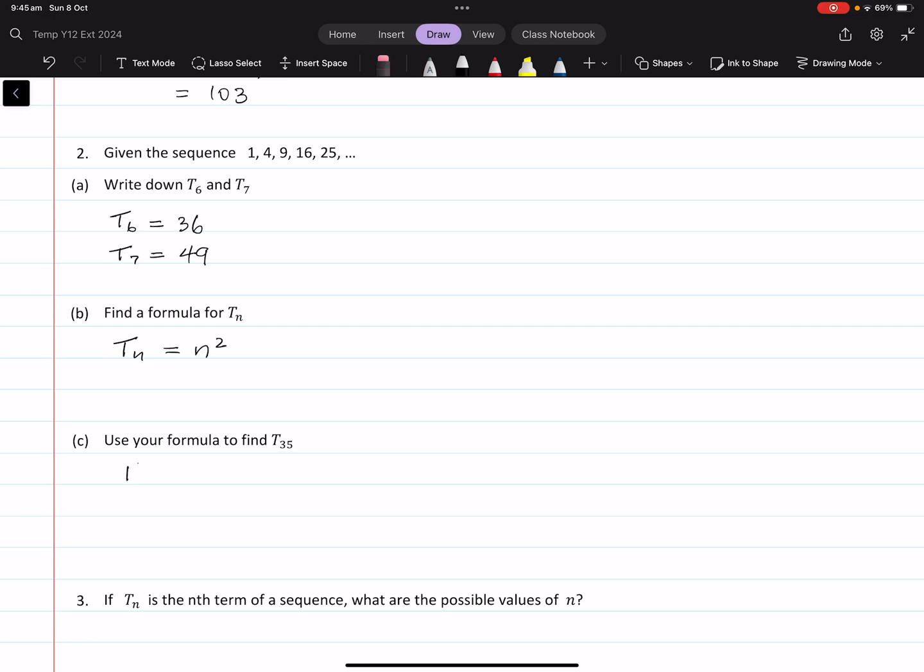And so term 35 is simply going to be 35 squared, which if you use your calculator comes out to be 1,225.